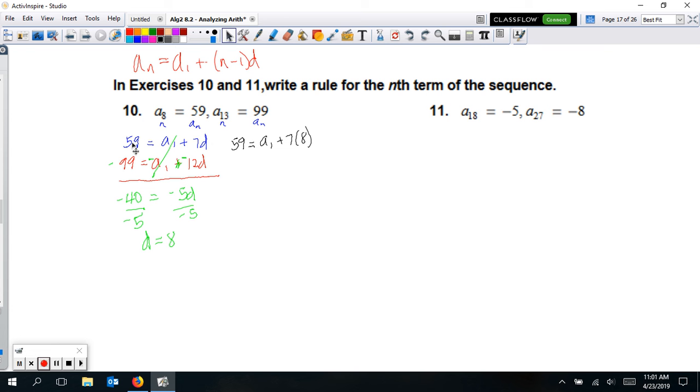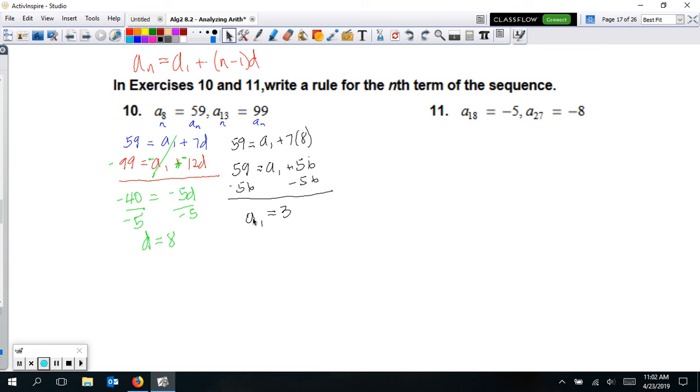I'm actually going back into this equation here, taking 8, plugging it back into my blue equation right there. So 7 times d is now 7 times 8. So that's 56 right there. So now we're just going to subtract 56 from both sides. So 59 minus 56, that's just going to give me my a of 1 is 3. My first term is 3.